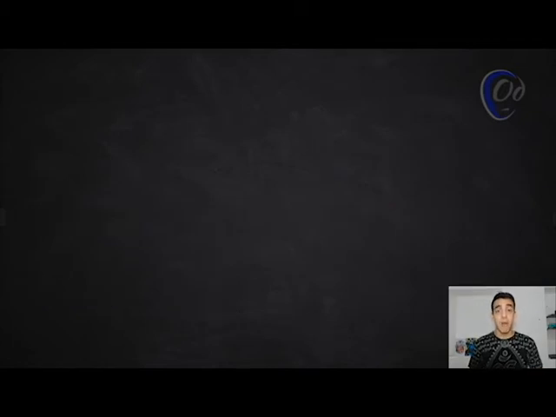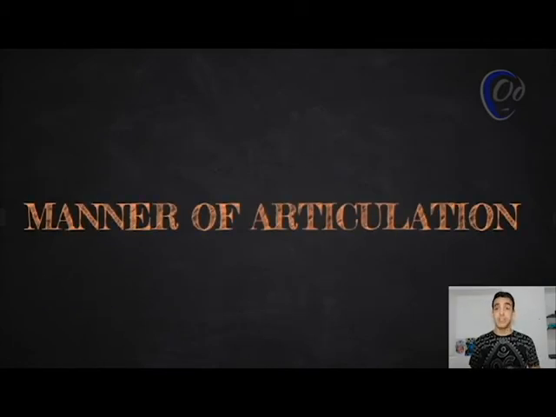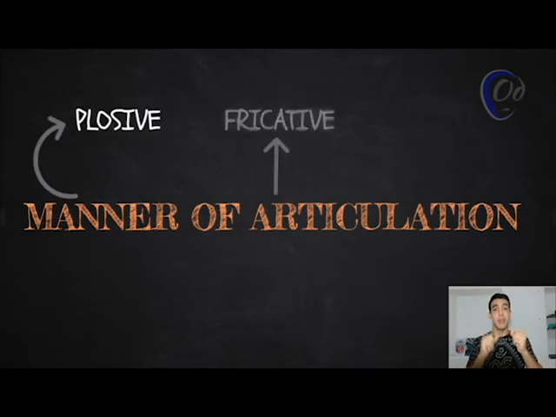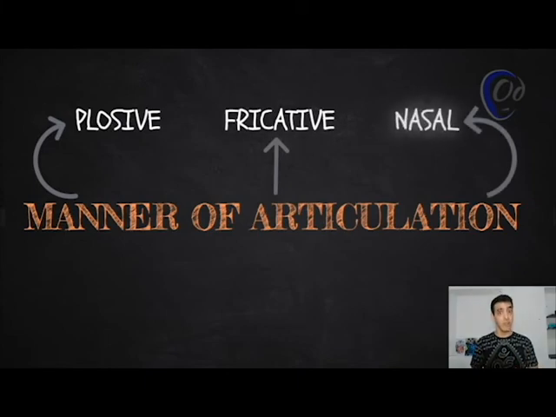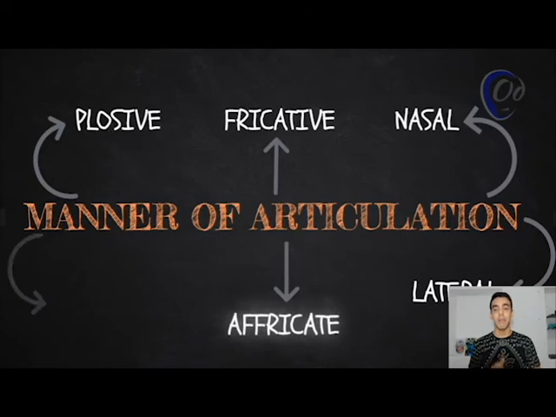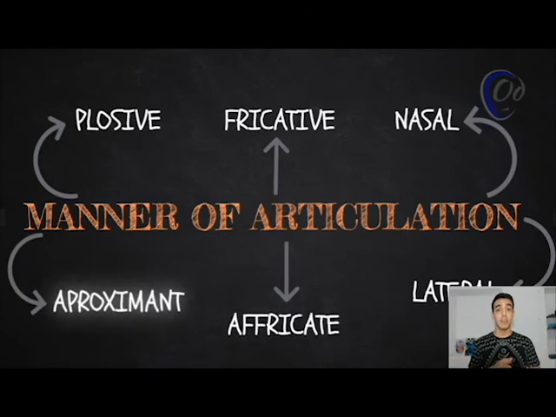Then we have our manner of articulation, which is the way the air escapes through this closure made by the places of articulation. Okay, so they can be nasal, lateral, affricate, approximant. Then we have fricative sounds and plosive sounds. Okay, we will check them later when we deal with consonants.